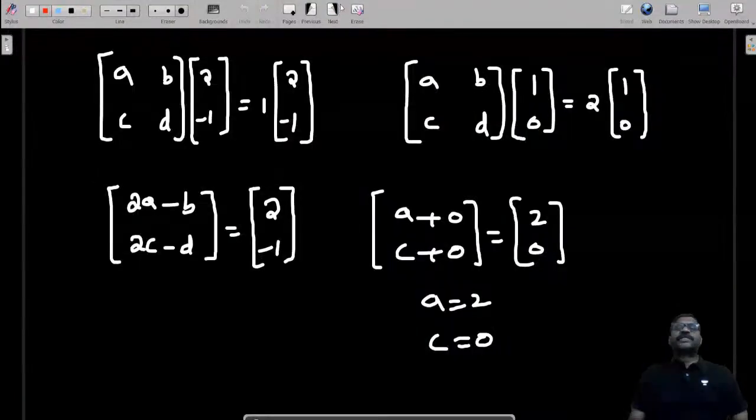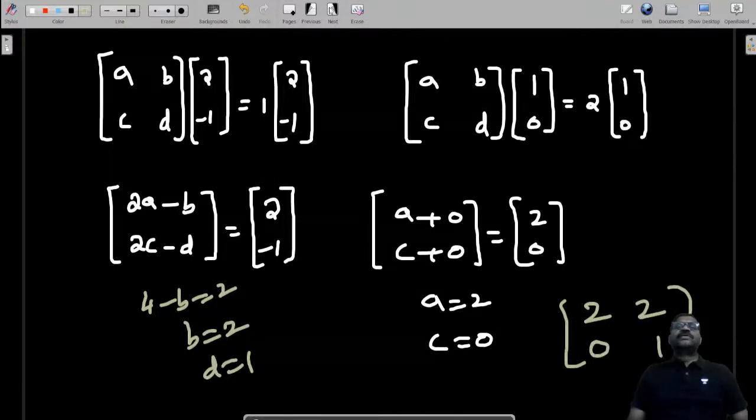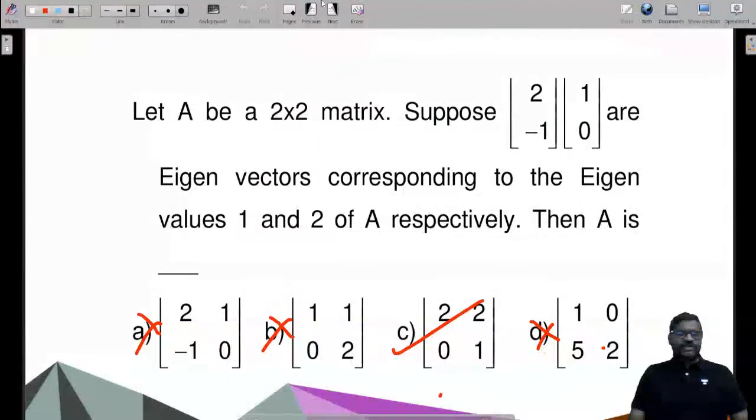Clear na? Otherwise substitute here. 2a means 4 minus b equal to 2, therefore b equal to 2. 2c means 0, d equal to 1. So the matrix is 2, 2, 0, 1. 2, 2, 0, 1, third option. Understood? Right.